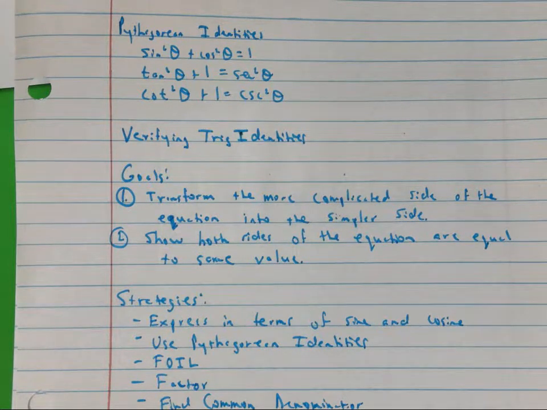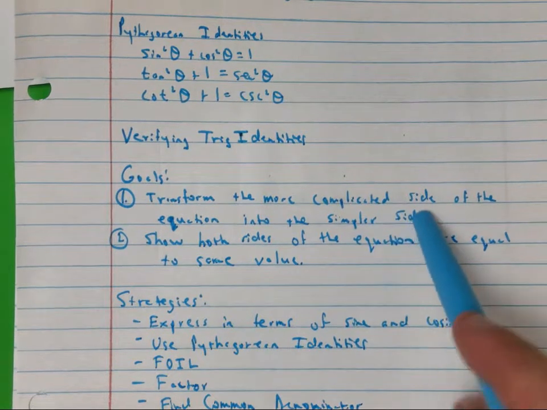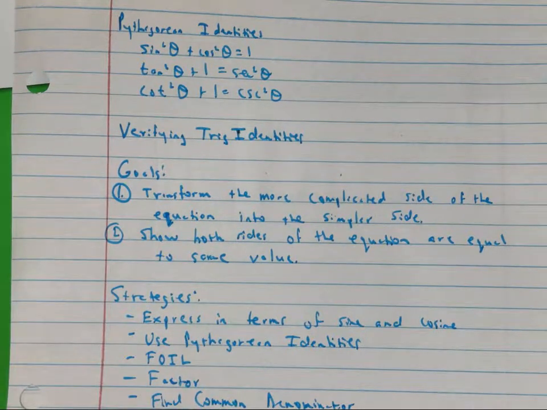Now, you said, Mr. Esther, on this first one, if I was transforming what I believed was the more complicated side, but I didn't go anywhere, what would I do? Erase, start over, start on the other side. It might be more complicated.